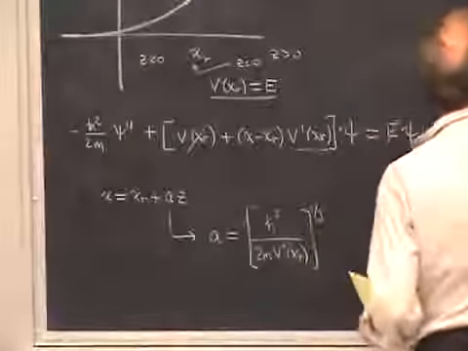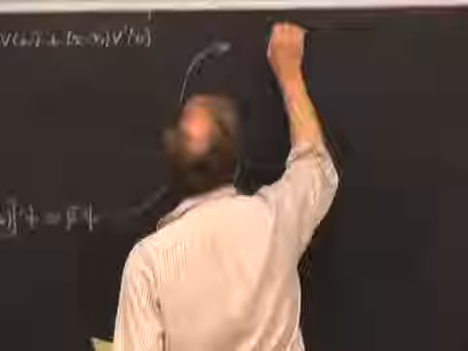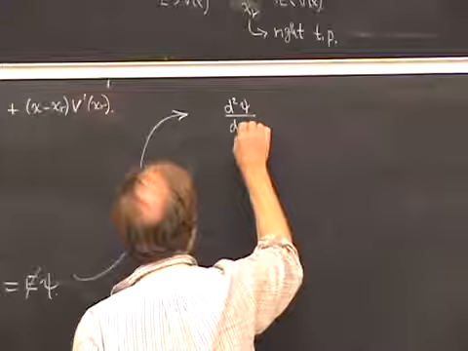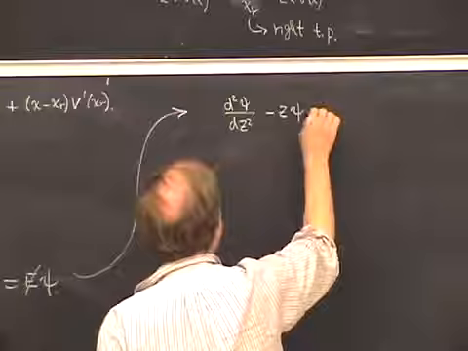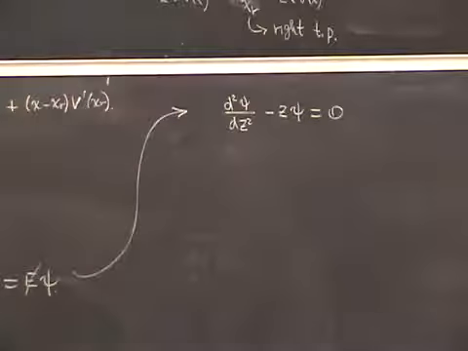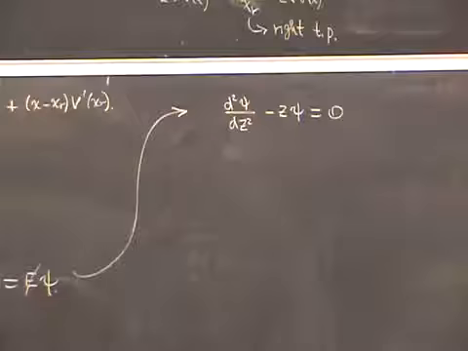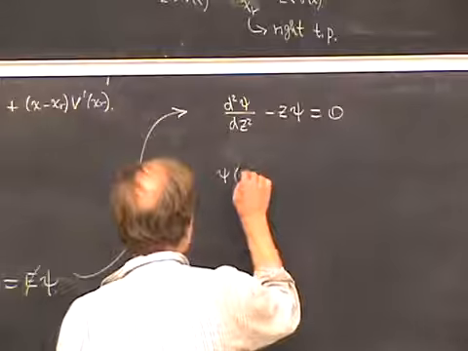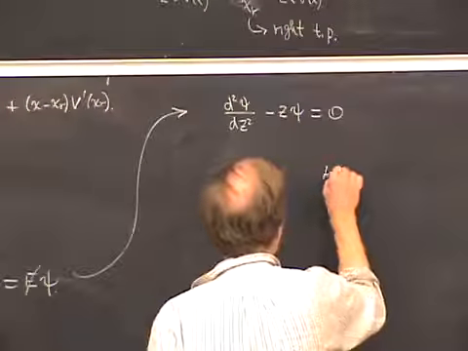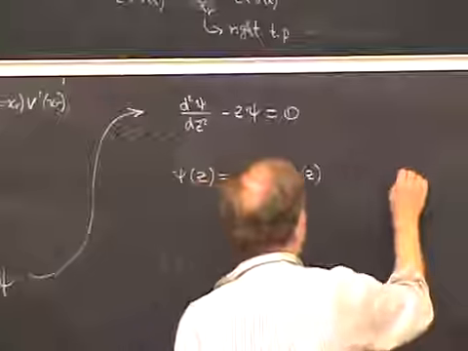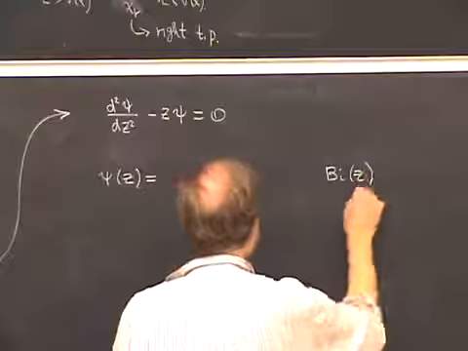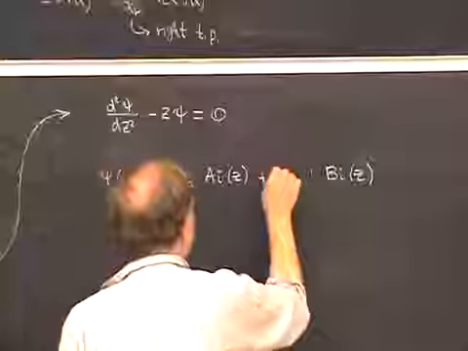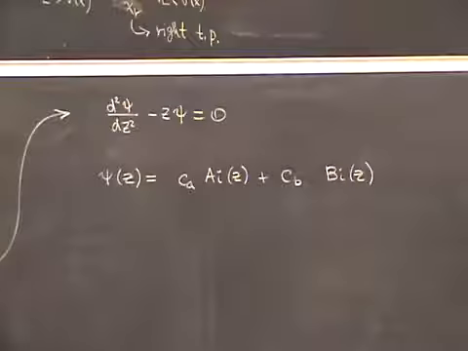And if you make that choice, then the Schrodinger equation becomes d squared psi dz squared minus z times psi is equal to 0. And that's been cleaned up and all the physical constants disappear. This is one of the standard equations of mathematical physics. You can read about it in books like Abramowitz and Stegun. And it has two solutions, psi of z. One is called the Airy function, Ai of z, and the other is called the Airy function, Bi of z. And the general solution is a linear combination of these two with coefficients I'll call Ca and Cb.